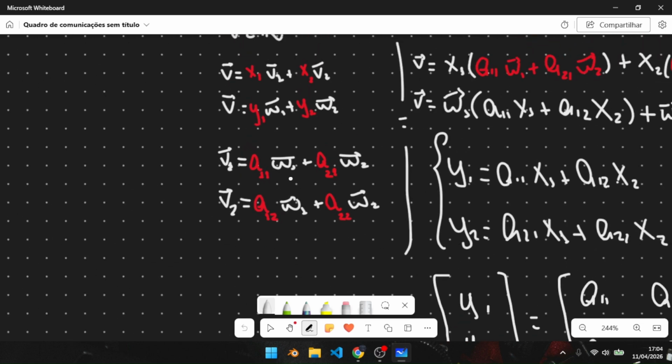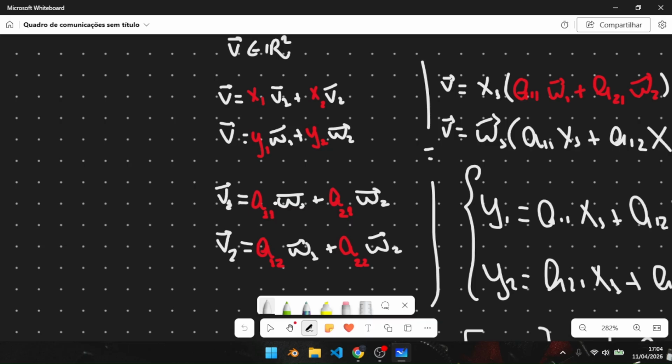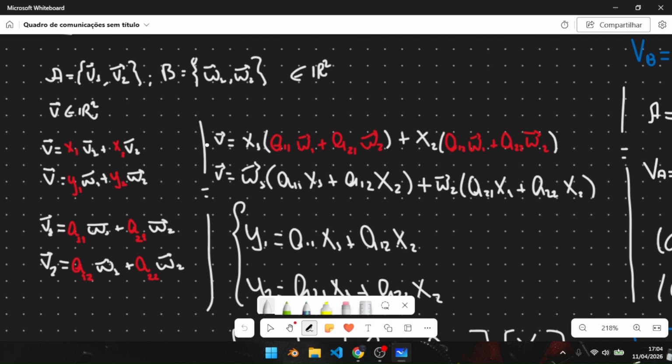Okay, now that we did this, we have properly defined what V1 and V2 are. What does this mean? This means that we can take all of this and implement it here. We can take all of this and put it over there, because now we know what V1 and V2 are, and that's what we do over here.